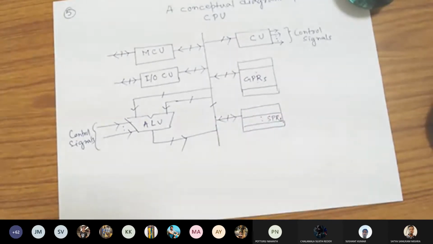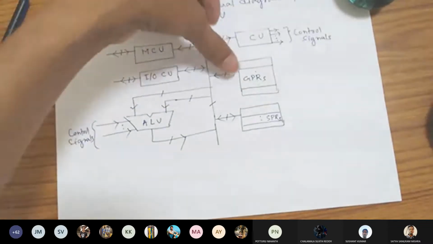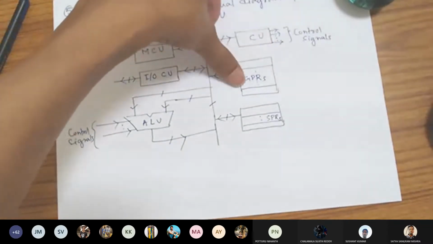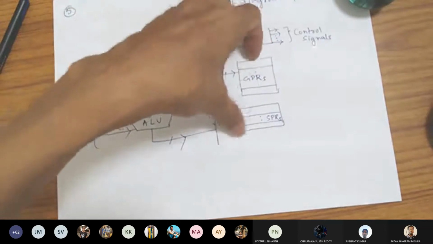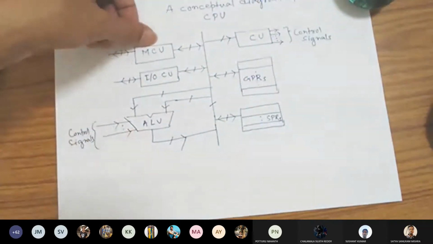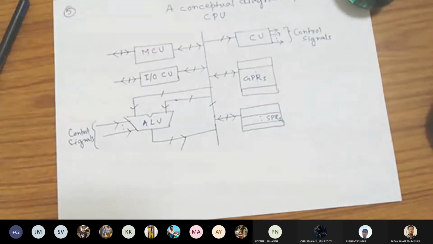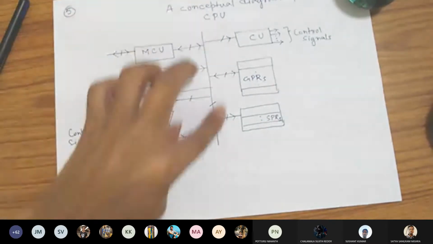Now, this one can be used as a conceptual diagram of a CPU. So I have included one control unit, general purpose registers, some special purpose registers, an arithmetic logic unit, memory control unit, an IO control unit, and internal bus is obviously there.